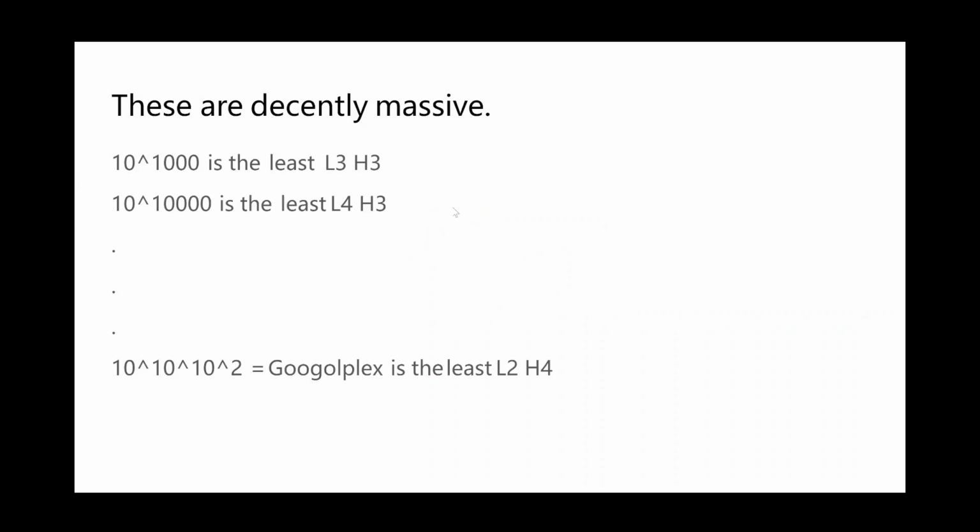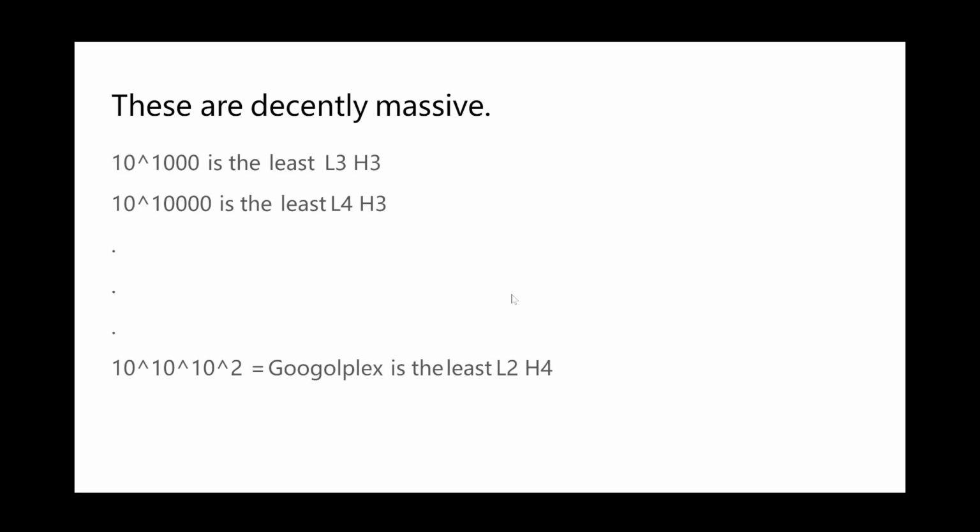Now, these are decently massive, right? 10 to the 1,000 is at least L3 height 3. 10 to the 10,000 is at least level 4 height 3. And then 10 to the 10 to the 10 to the 2 is a googolplex, which is at least level 2 and height 4.